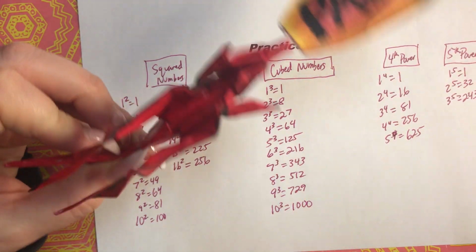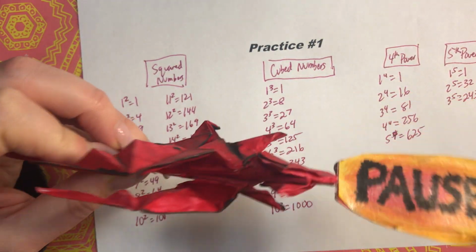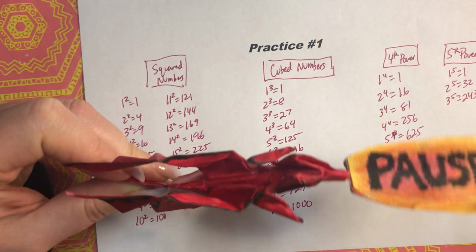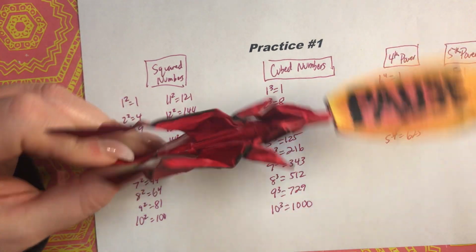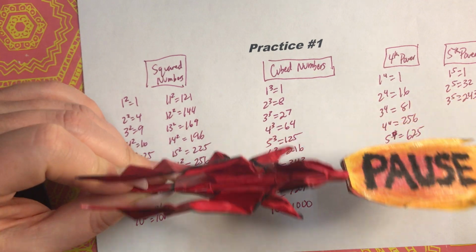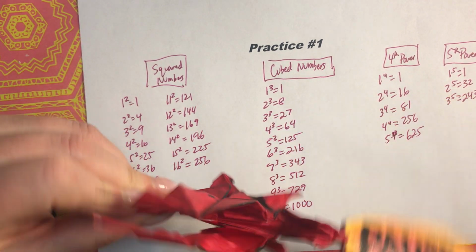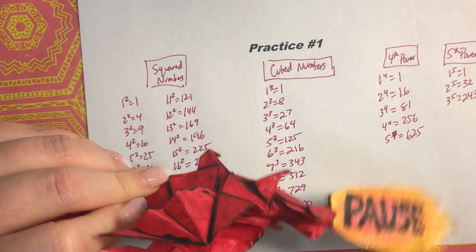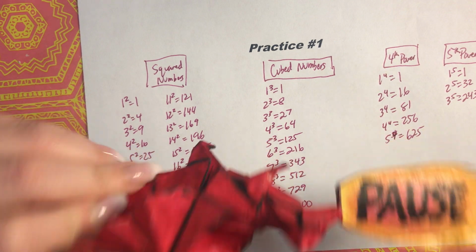So here's my friend, the pause dragon, reminding you to pause your device. Go ahead and do practice 2, practice 3, and practice 4. You're going to have to turn these in for your notes. And when you get done with those, press play, and we are going to do a race for practice 5. All right? On your mark, get set. Oh, pause.